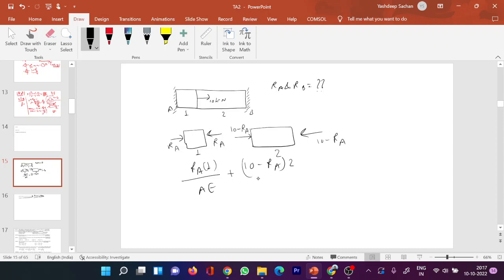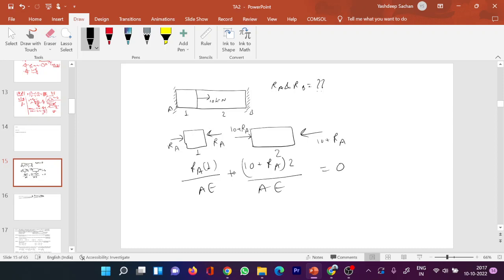Would it be plus RA? No, don't worry about that. So we considered RA as compressed. Yeah, 10 plus, because when we add, then it should come 10. So it would be the 10 plus RA. So PL by AE, it would be 0.